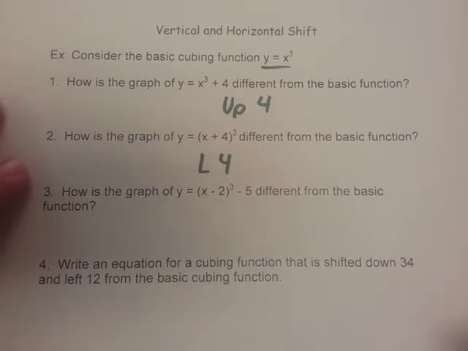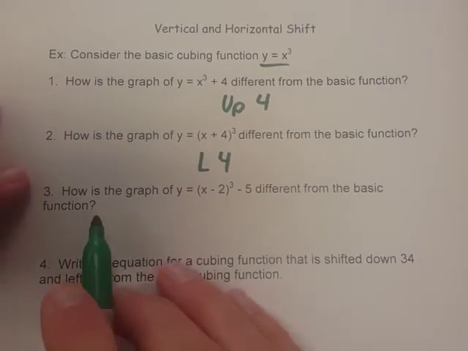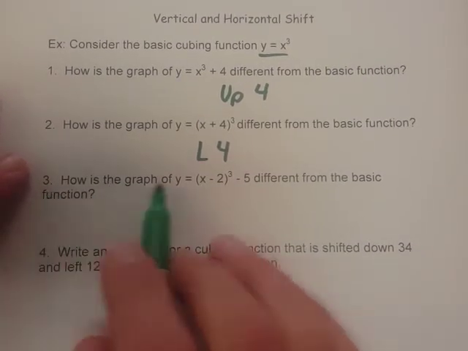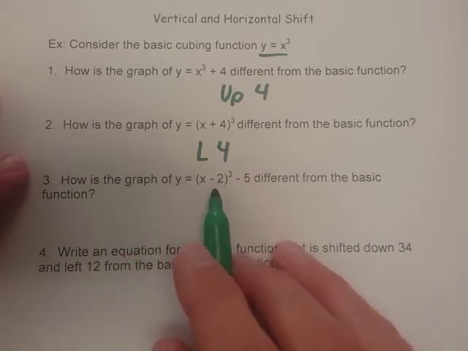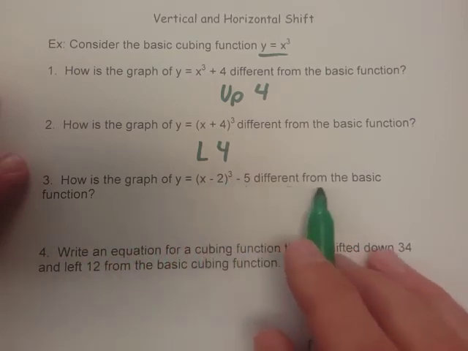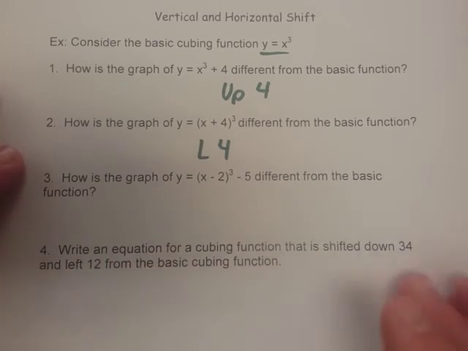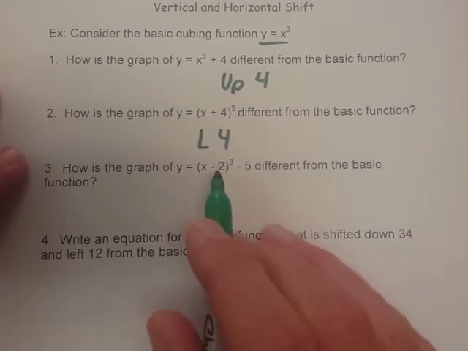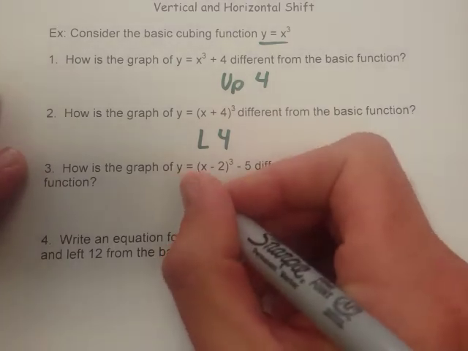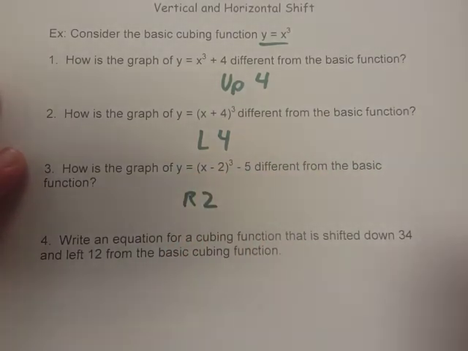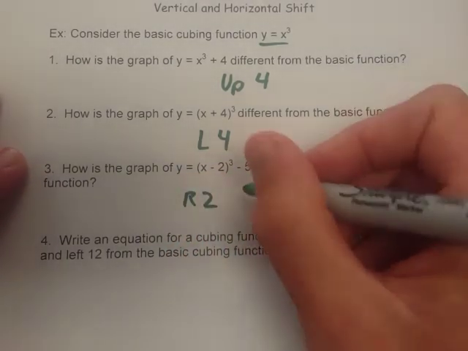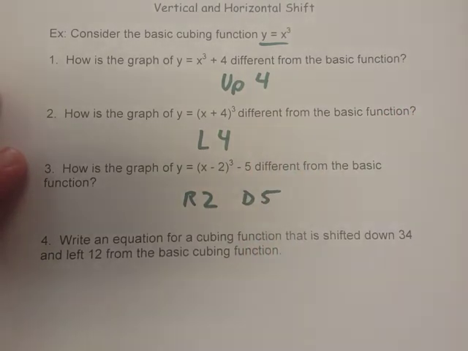Second thing is we then, number 3, how is the graph of (x minus 2) cubed minus 5 different from the basic function? And that is going to be, what makes this 0 is 2, so that's right 2. And then this one, minus 5, just means down 5.